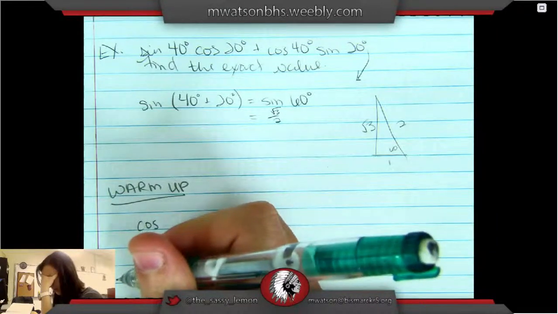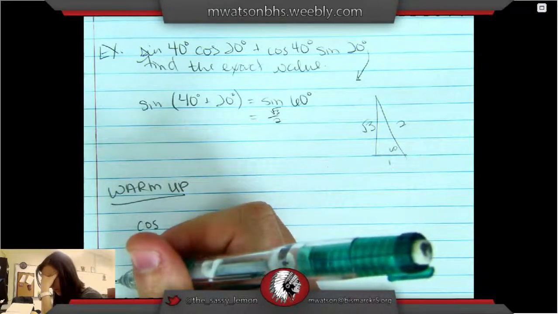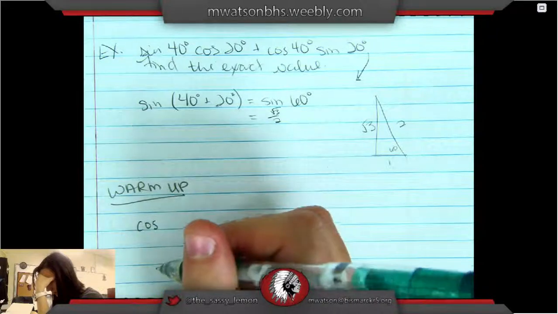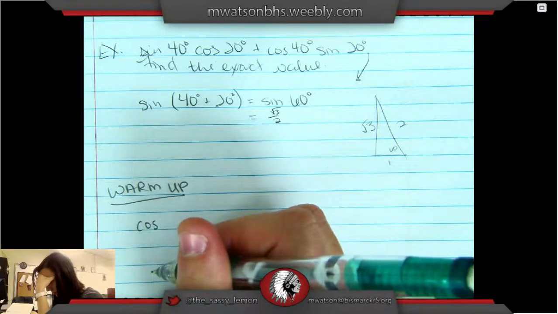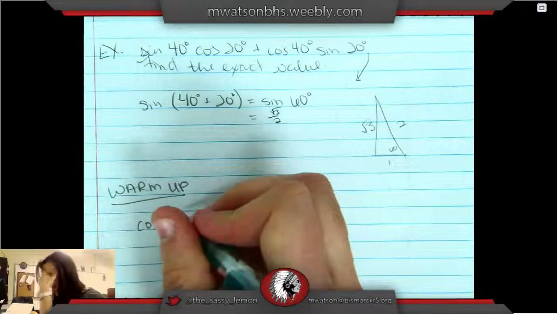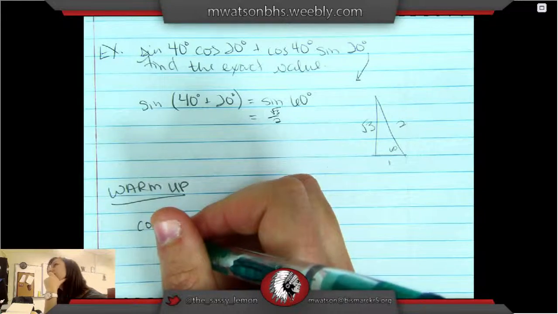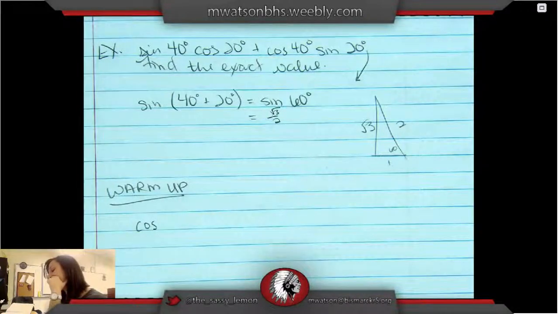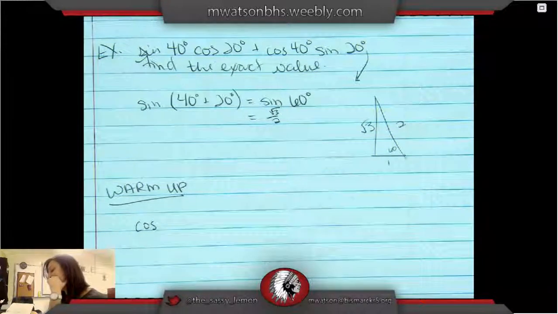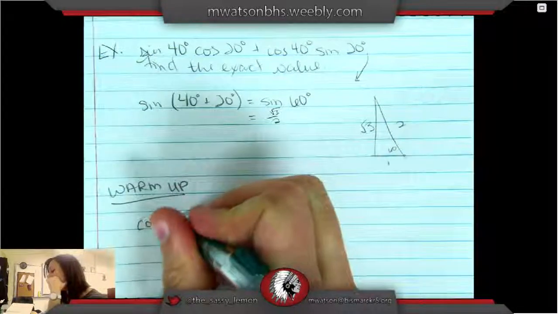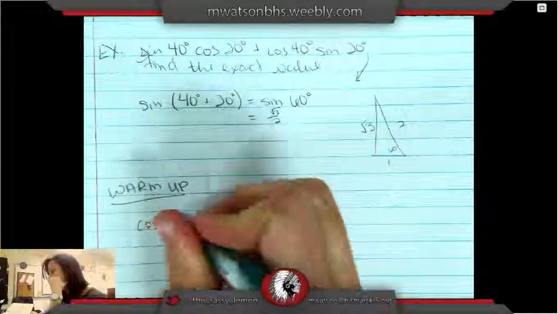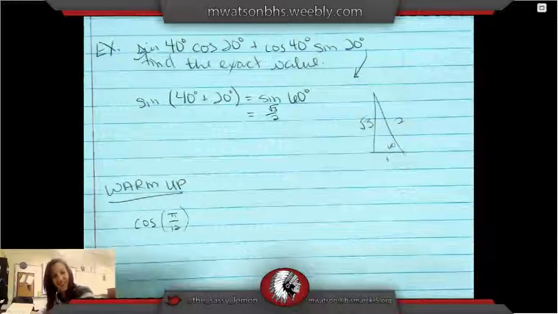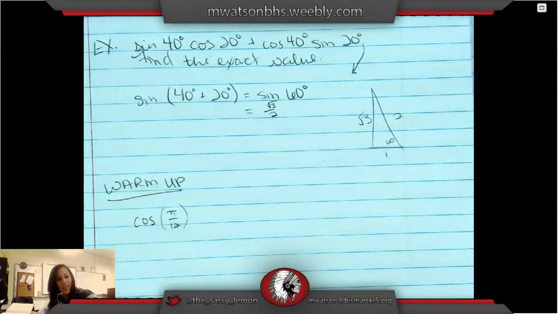How about pi over 12? Sorry for the delay. So there you go. I want you to find the exact value of cosine of pi over 12.